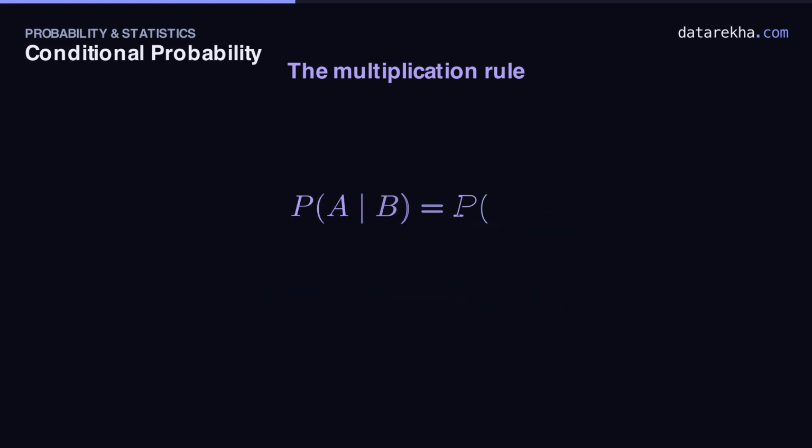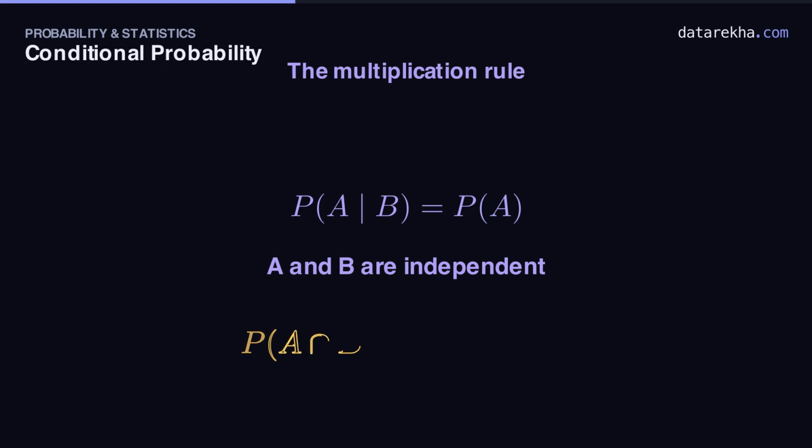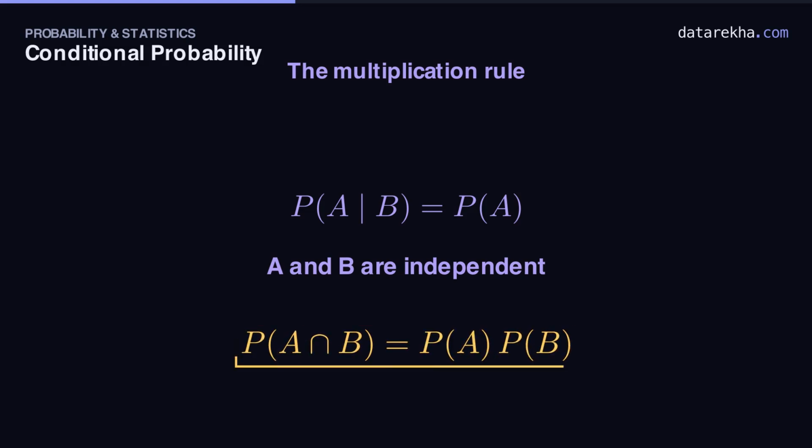There's one beautiful special case. Sometimes knowing B tells you nothing new about A. When P of A given B is just P of A, we call A and B independent. Feed that into the multiplication rule, and the conditional vanishes. The joint probability collapses to just P of A times P of B. Whenever you see that clean product, independence is quietly being assumed.